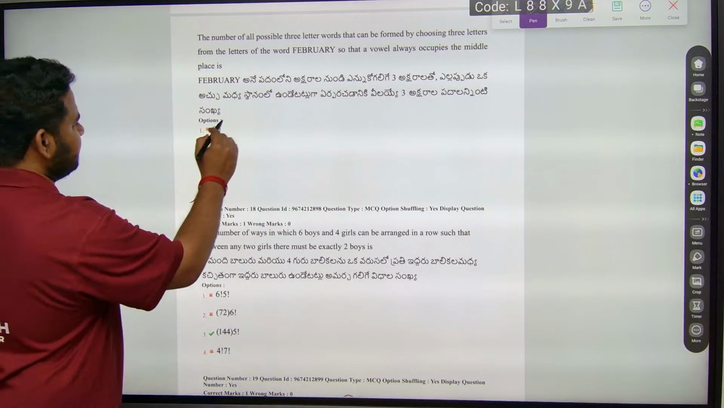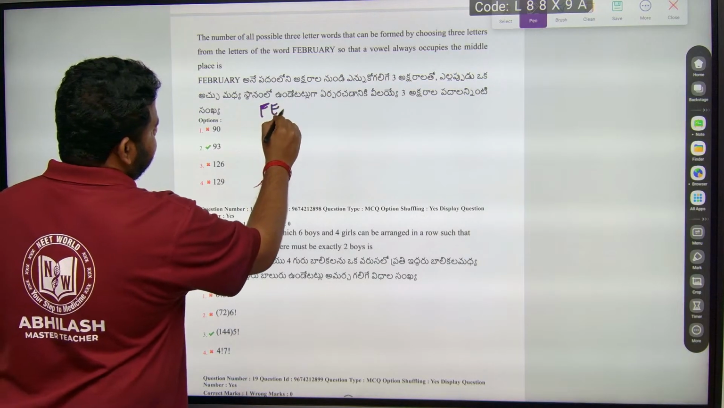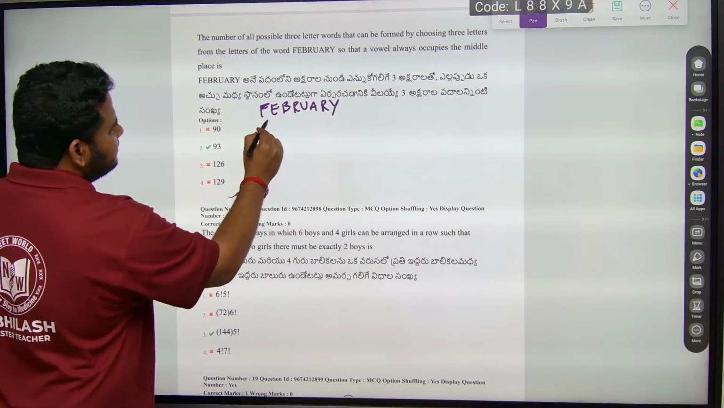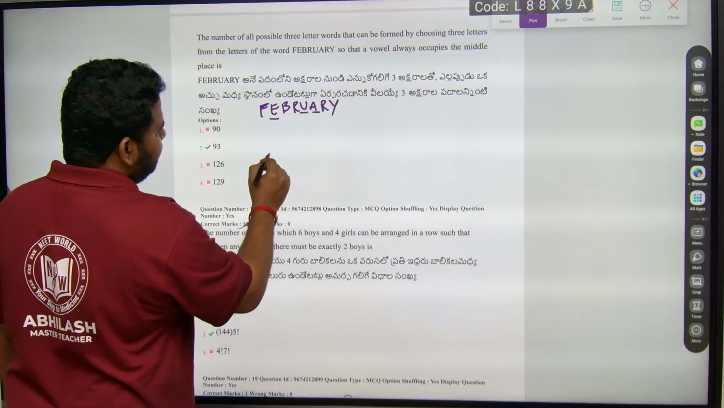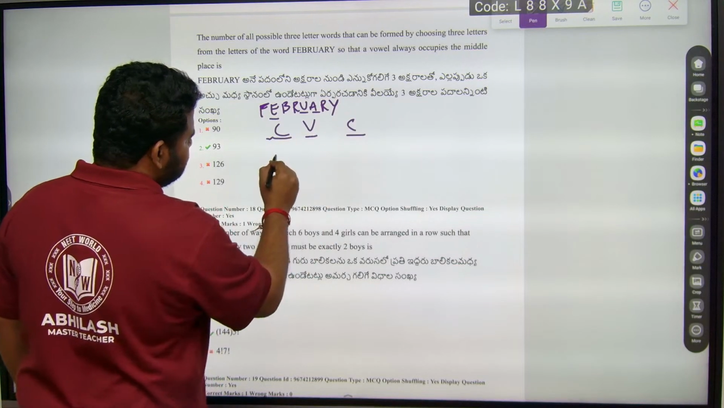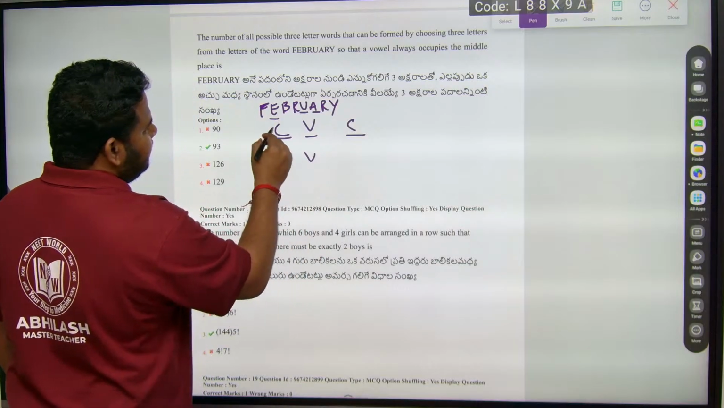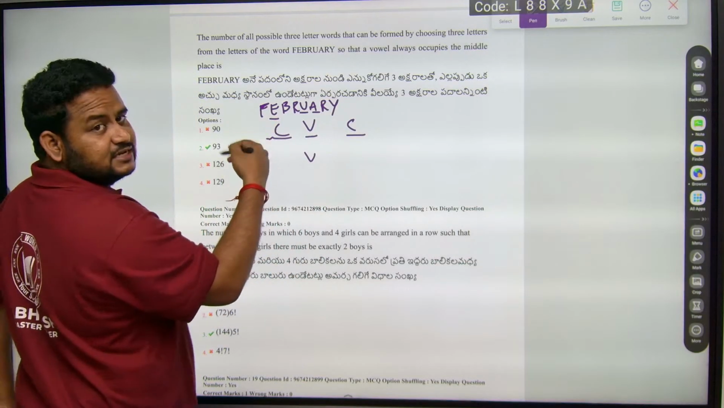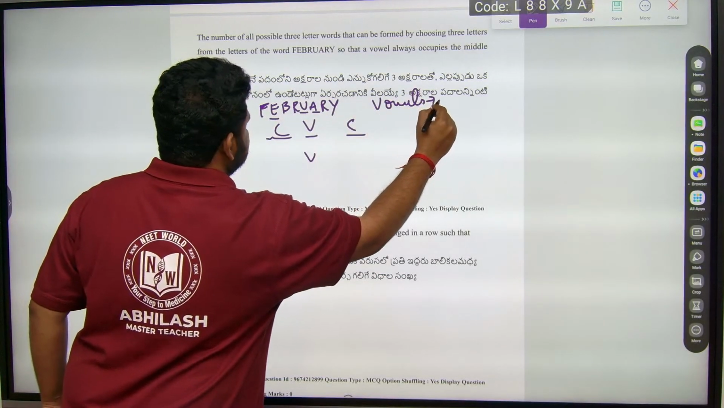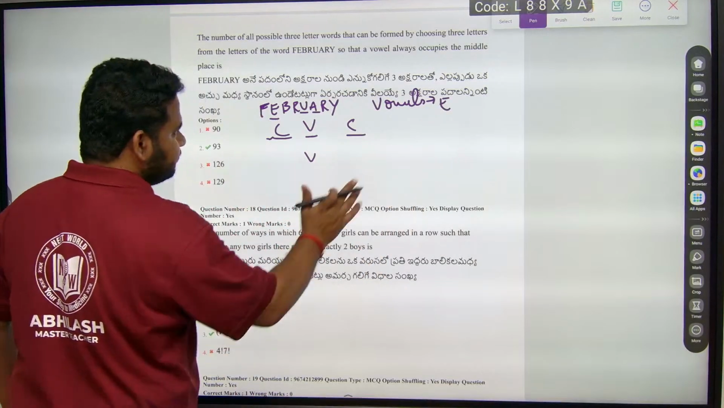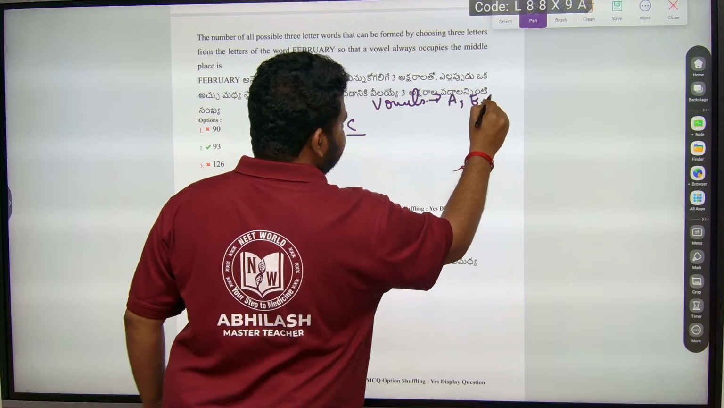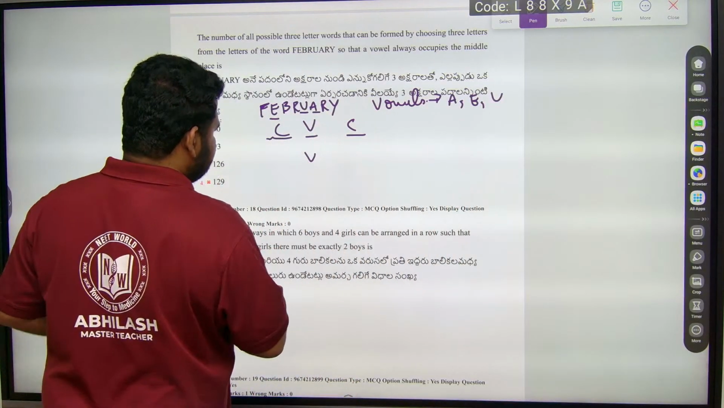So first let us write February. What are the vowels? E is a vowel, U is a vowel, A is a vowel. We have to form 3-letter words in such a way that consonant, vowel, consonant come. Like that, how many pairs can we make? We can make 3 pairs because there are 3 vowels. Let me write them in order: the vowels that we have are A, E and U.